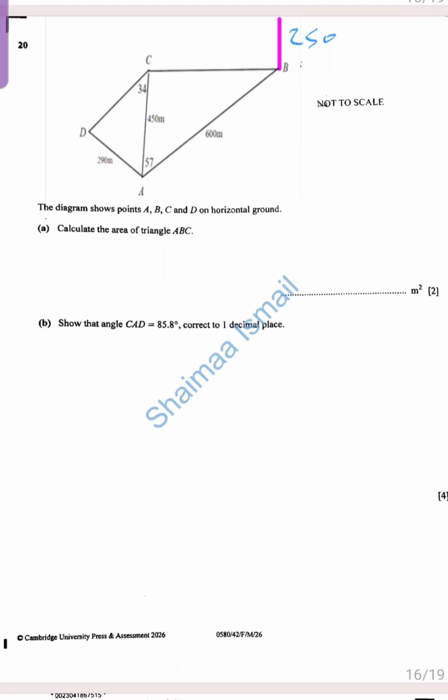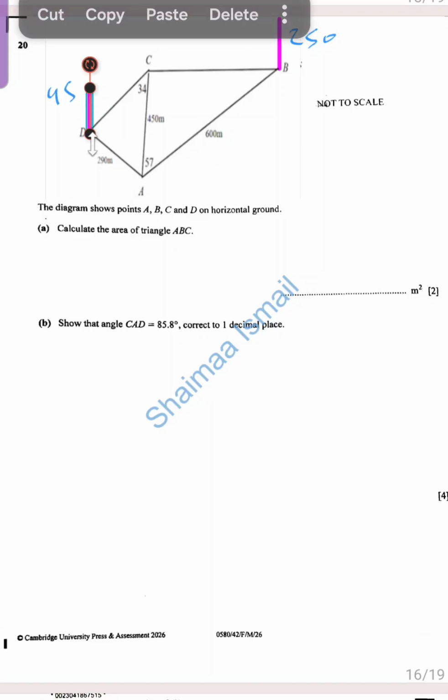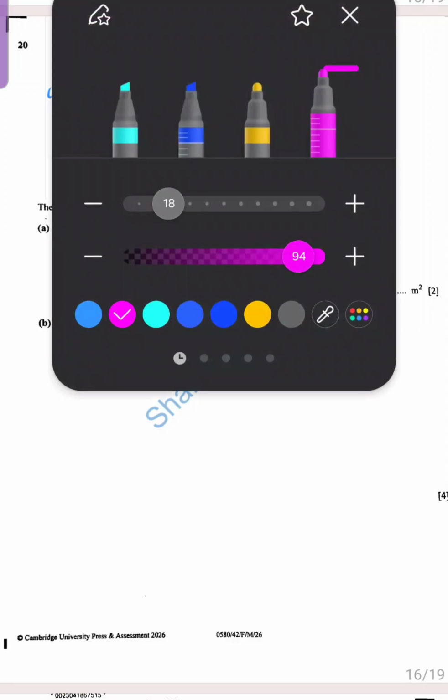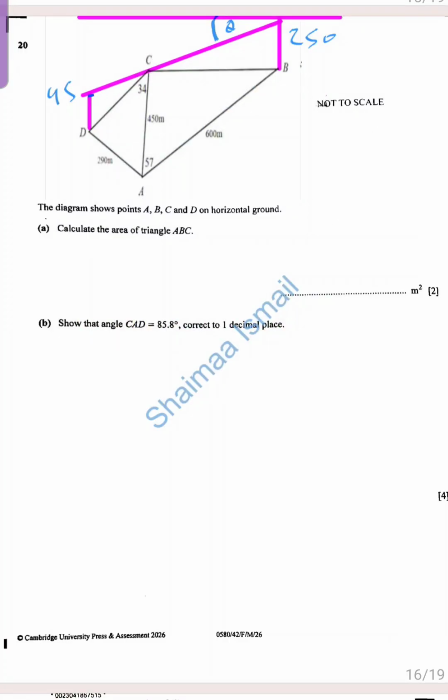The other one is 45 here from D. From D we have another one, and you need the angle of depression here. To get the angle of depression, we have to make a vertical line here from the top, then getting down like this. So this is the angle of depression, which is impossible to get directly, but we can equalize it with a parallel line here.